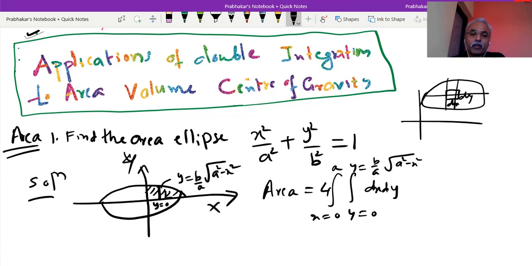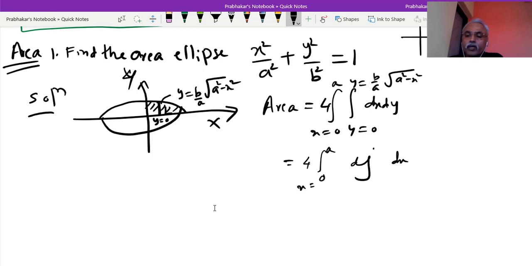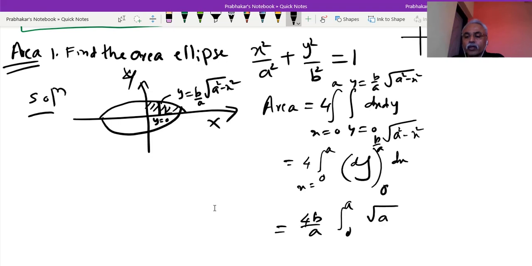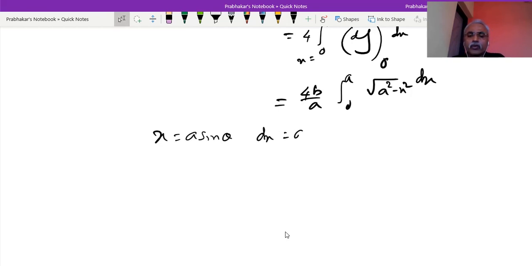Naturally, we have to integrate with respect to y first. So that becomes 4 times x equal to 0 to a as it is, and dx as it is, the integration of dy becomes y between 0 to b by a square root of a square minus x square. So needless to tell that becomes 4 times b by a, integral 0 to a square root of a square minus x square dx. So simply if I substitute x equal to a sin theta in this, remaining things will work out. dx equal to a cos theta d theta, and many times you are done, theta goes from 0 to pi by 2.